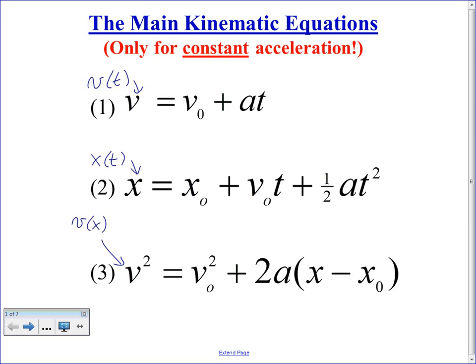What is the velocity when the object is at position x? What you're really doing is finding the velocity at the time when the object is at position x. In these equations, the notation v sub 0 stands for the velocity when t equals 0, and x sub 0 stands for the position when t equals 0. So that subscript 0 notation is often used to stand for the initial conditions. What is the initial velocity of the object, or what is the initial position of the object? What is the position or the velocity when t equals 0?